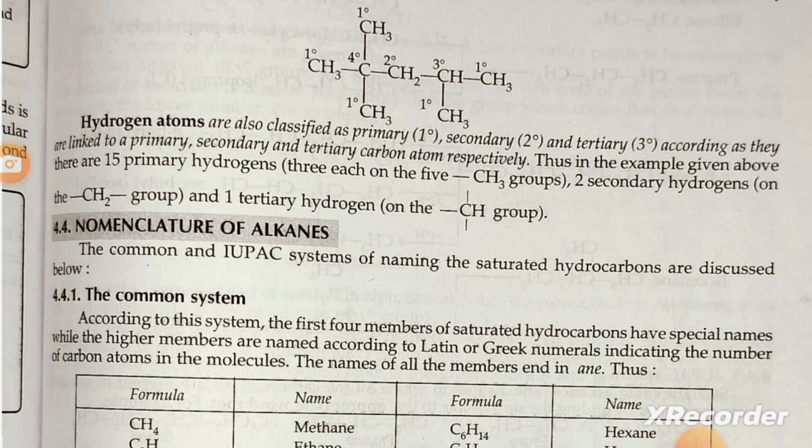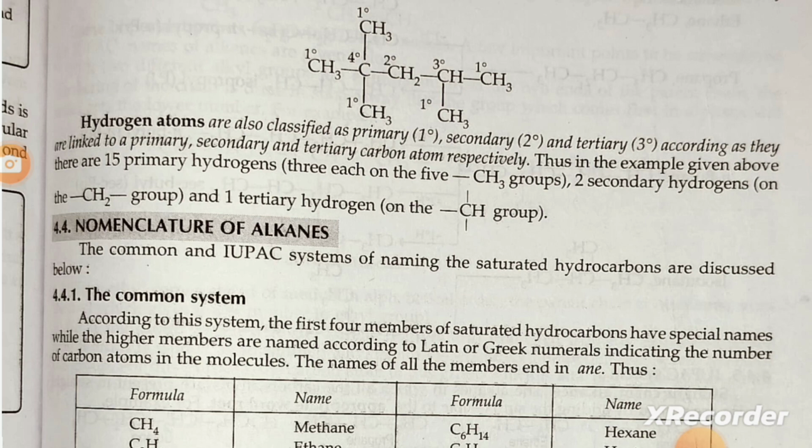Hydrogen atoms are also classified as primary, secondary and tertiary according as they are linked to a primary, secondary and tertiary carbon atom respectively. Thus in the example given above there are 15 primary hydrogens, 3 each on the 5 CH3 groups, 2 secondary hydrogens on the CH2 group and 1 tertiary hydrogen on the CH group.